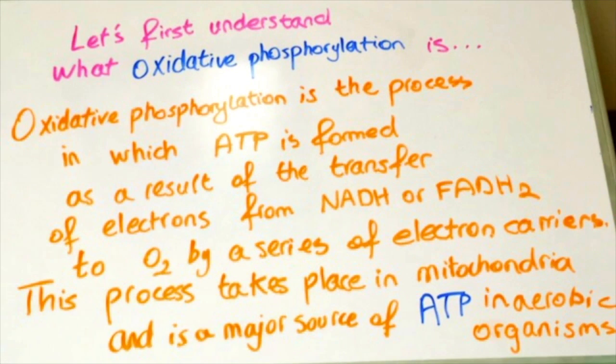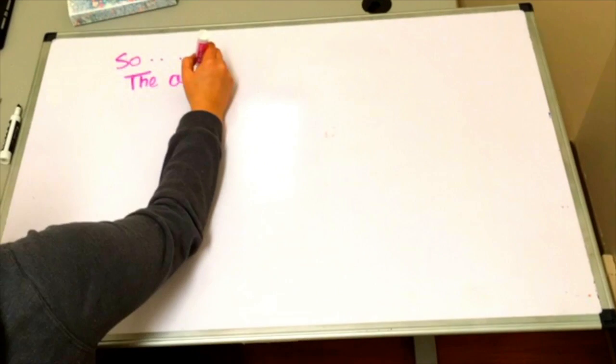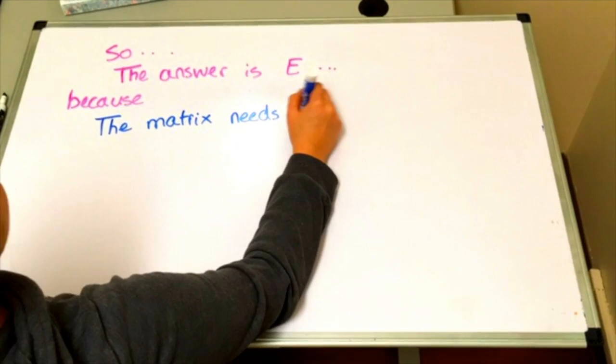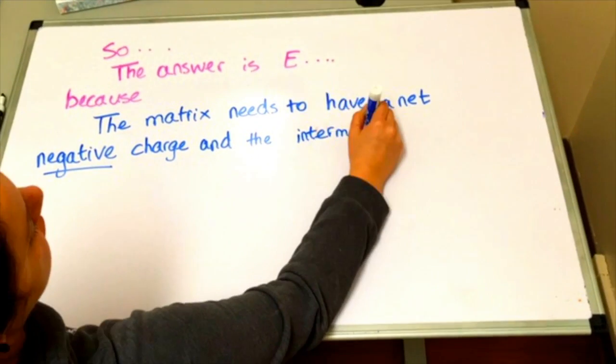Just take a look at this electron transport and oxidative phosphorylation diagram. As you can see, the intermembrane space is more positively charged than the mitochondrial matrix. And there's also a flow of electrons from NADH and QH2 in the membrane. So the answer is E, because the matrix needs to have a net negative charge and the intermembrane space needs to have a positive charge.